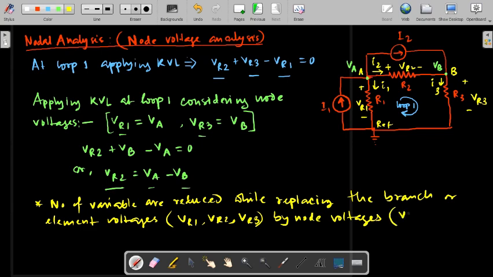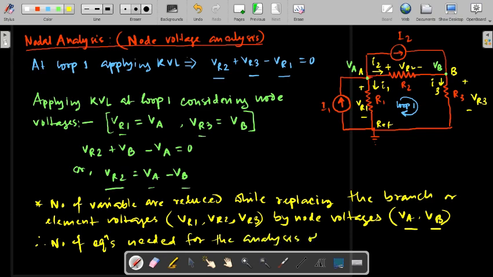What are the node voltages? That is VA and VB. So you can see that the number of variables is reduced. As the number of variables is reduced, automatically the number of equations needed for getting the values of these variables is also reduced. So the number of equations needed for the analysis of the circuit is reduced.